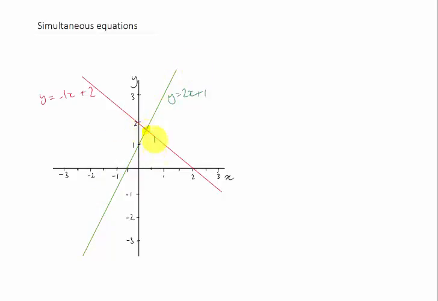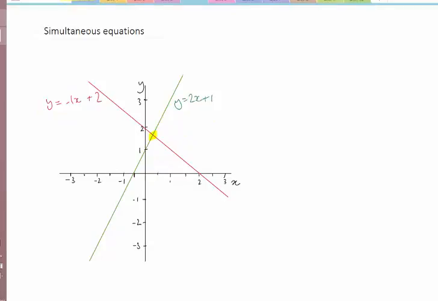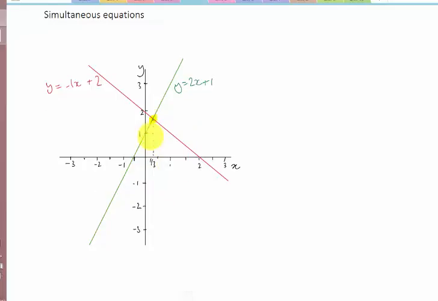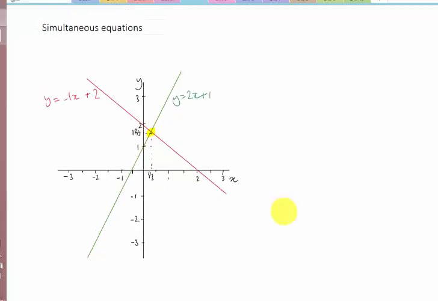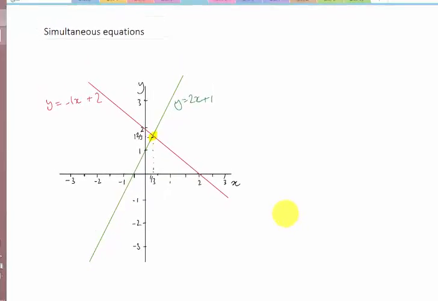combination of x and y that make it true for both equations at once, and that's the intersection of the two lines. So in this case, it's x equals about a third, it looks like, I can't tell very accurately, and y is about 1 2/3. And so we can tell that from looking at the intersection on the graph.